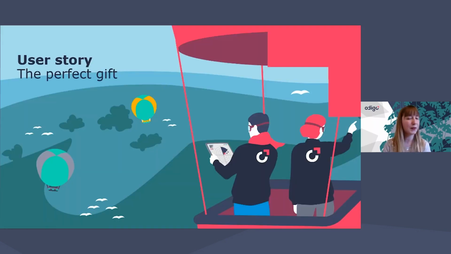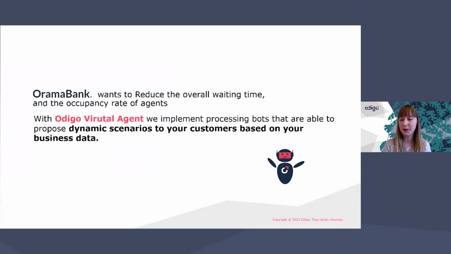So in this story, we have Orama Bank, which wants to reduce overall waiting time. For this issue, we propose an Odigo virtual agent, which is able to get the customer business data to help reply to the question of the client.